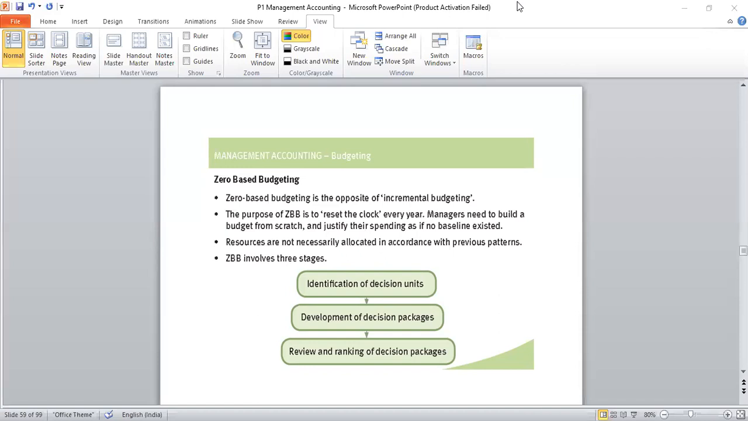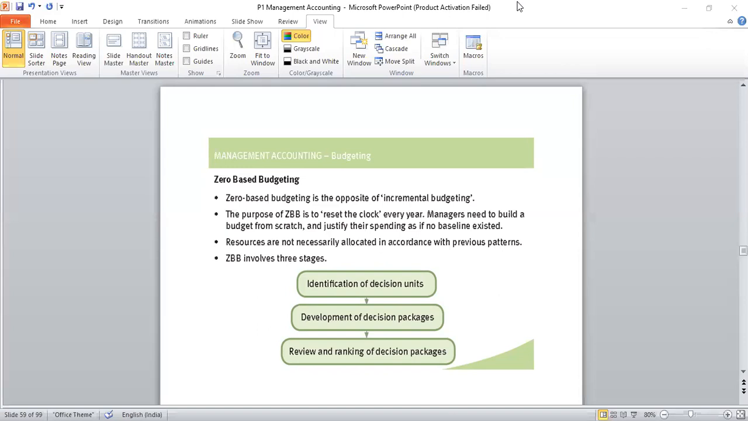Now, how does zero-based budgeting take place, or what are the various stages? First, identification of decision units, development of decision packages, review and ranking of decision packages. So, what are the components for which the budgeted figures have to be prepared? Then, the various variables for which the amounts have to be prepared. Work out on that. Thorough research about those variables or those factors has to be taken up. After that, they are analyzed, and accordingly they are included into the zero-based budgeting.